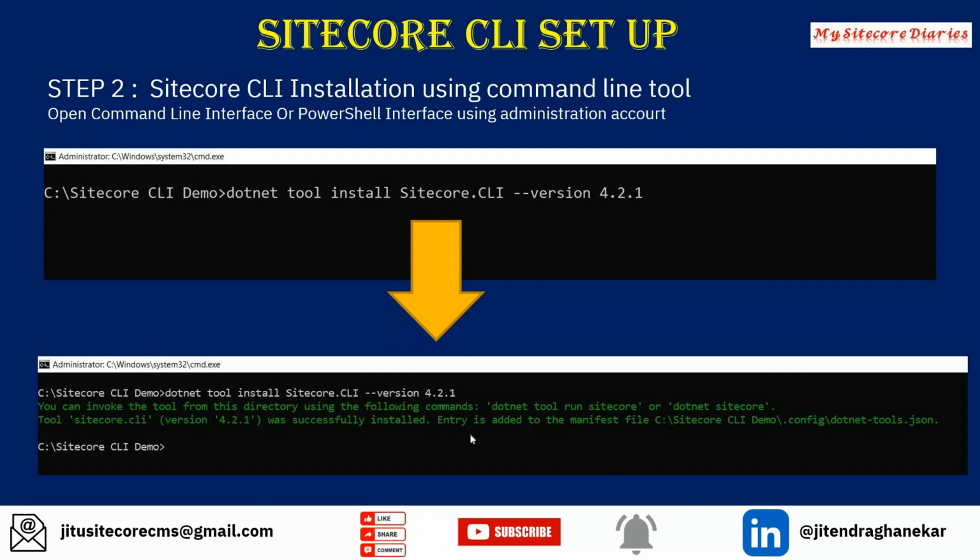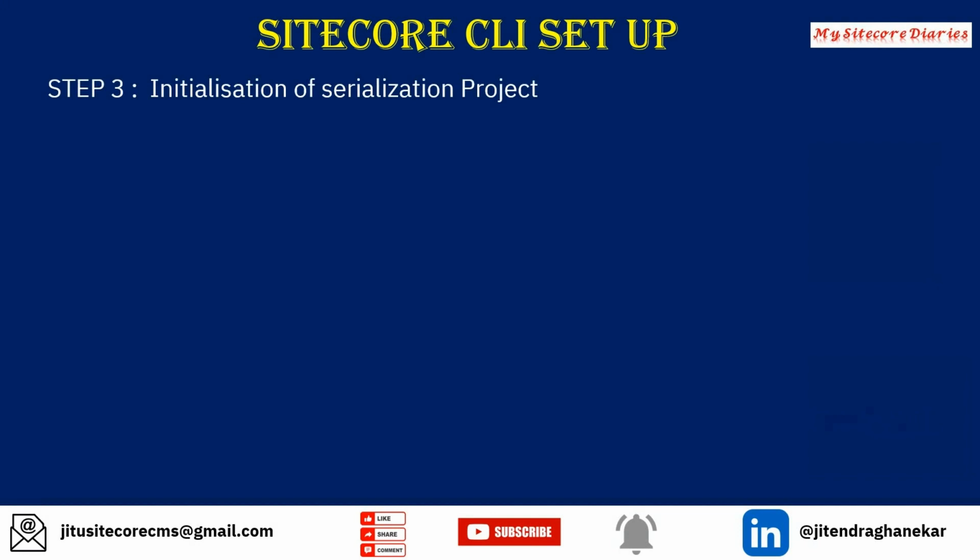Okay, and again, the one thing is an entry is added to the manifest file. So the manifest file is created, and where it is restored, in that Sitecore CLI demo, that is my root folder or project folder, then config slash .NET tool.json. Okay, so then the next step is initialization of your serialization project.